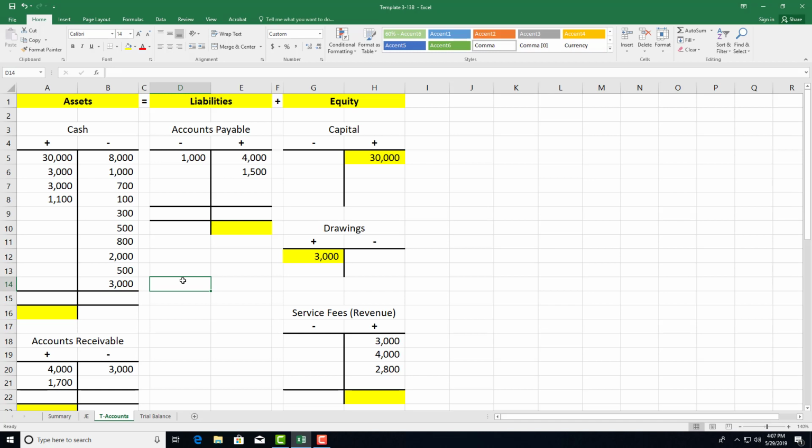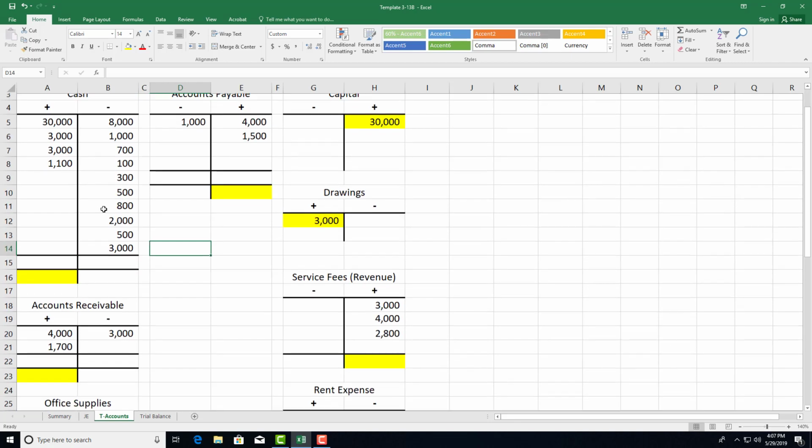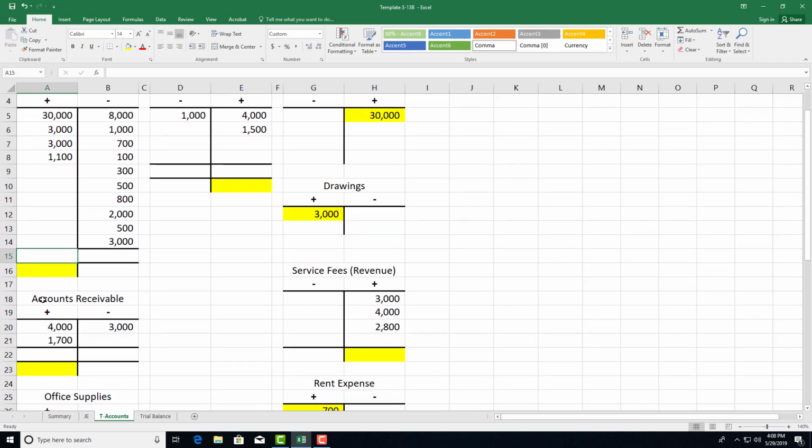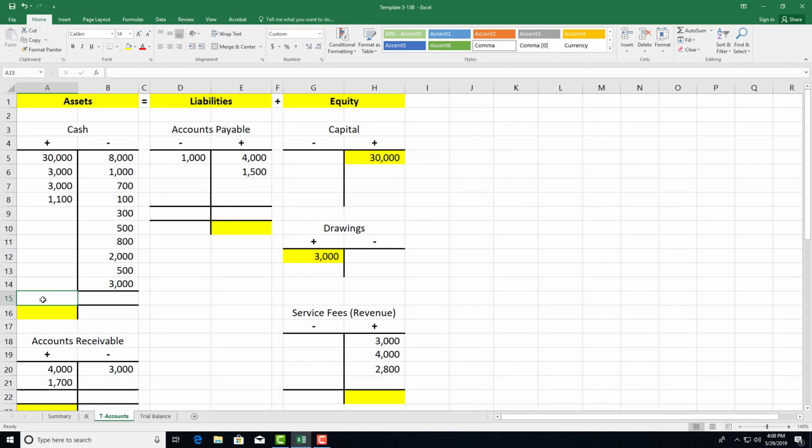Okay, now we have completed all of the journal entries, and next we're going to calculate the balances in the T accounts. So I put an extra line in some of these accounts just because it makes it a little bit easier to do subtotals. So I'm going to use this auto sum feature. And in the cash account, I want to add up all of the debits.